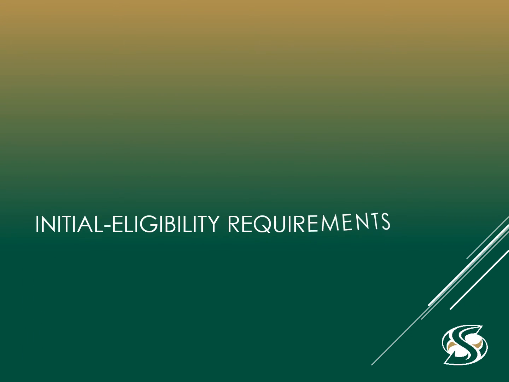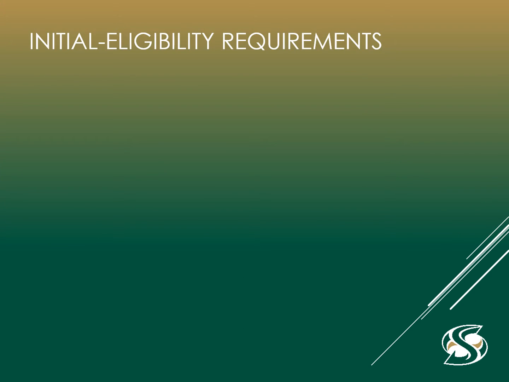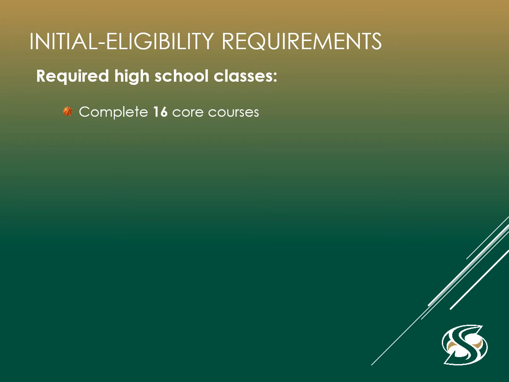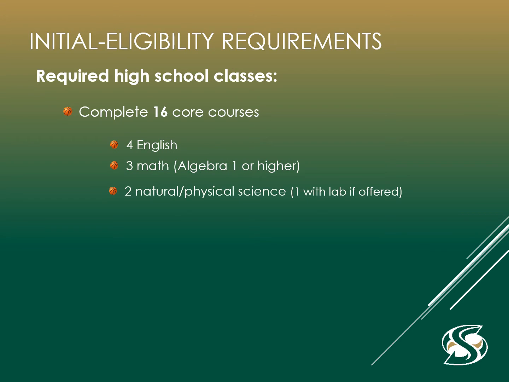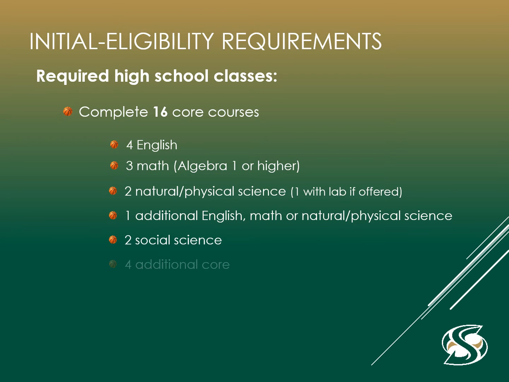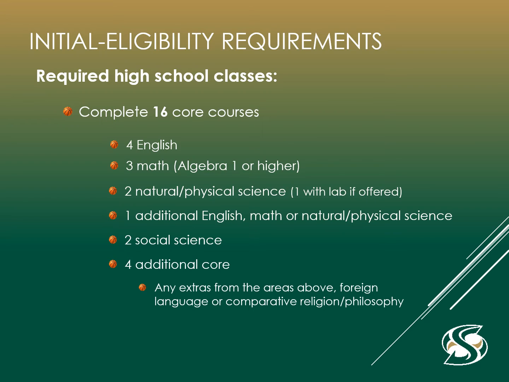Initial eligibility requirements. In order to become a student athlete, you need to complete required high school classes, including 16 core courses: 4 in English, 3 in math (Algebra 1 or higher), 2 natural or physical sciences, including 1 with a lab if your high school offers it, 1 additional English, math, or natural or physical science, 2 social sciences, and 4 additional core either in the areas listed above, foreign language, or comparative religion and philosophy.